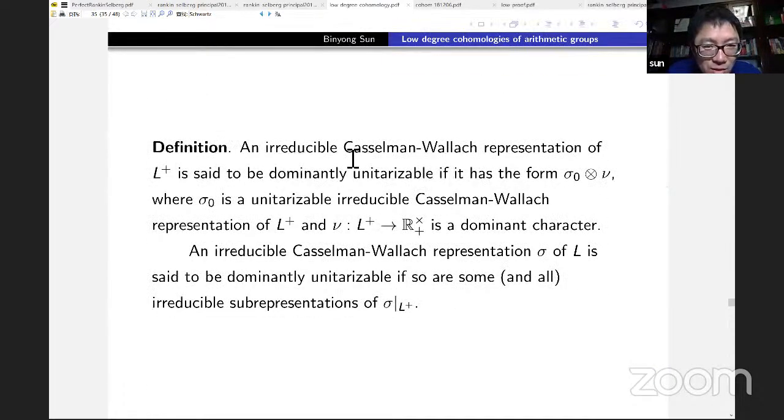Then an irreducible Casselman-Wallach representation of this L plus is said to be dominantly unitarizable if it has a form sigma zero tensor nu. So this nu is a unitary representation, and sigma zero is a unitary representation, and nu is a dominant character. Okay. So dominantly unitarizable means unitary times a dominant character. And more generally, an irreducible Casselman-Wallach representation sigma of L is said to be dominantly unitarizable if some, and hence all, irreducible subrepresentations of sigma restricted to L plus are. So dominantly unitarizable is just unitary times a dominant character.